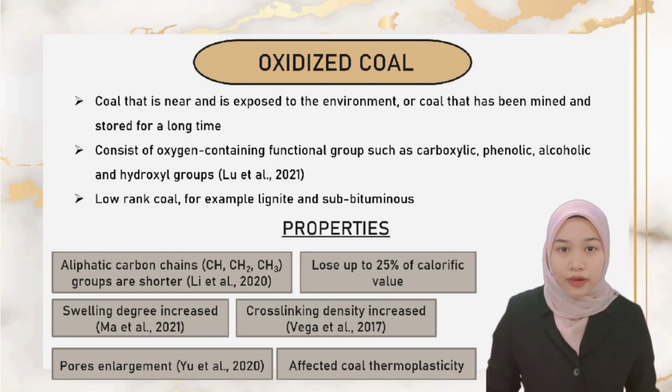The properties of oxidized coal has changed compared to raw coals. It has lower aliphatic carbon chains and lower calorific value. The swelling degree and cross-linking density is increasing, as well as the pore size. Oxidized coal also affected the coal thermal plasticity.